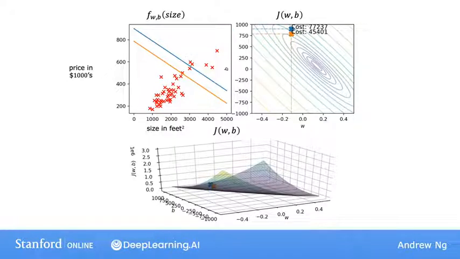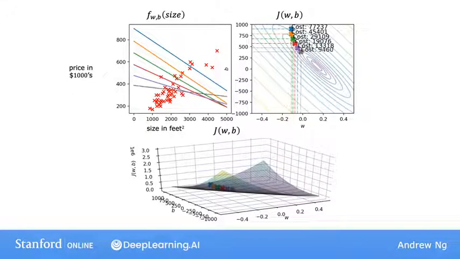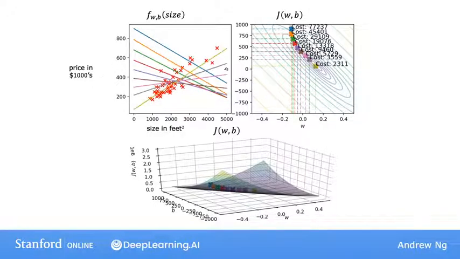And notice that the straight line fit is also changed a bit. Let's take another step. The cost function has now moved to this third point, and again, the function f of x has also changed a bit. As you take more of these steps, the cost is decreasing at each update. So the parameters w and b are following this trajectory.